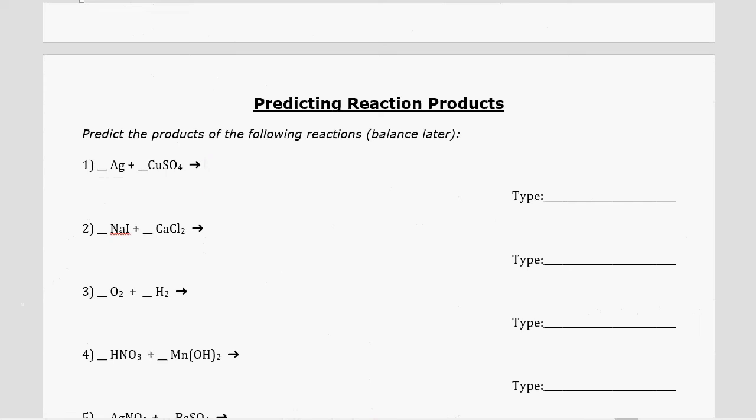All right, so our first one. Now, in the end, I'm not going to care if you can identify the type or not, because you can't predict these products without knowing what the type of reaction is.